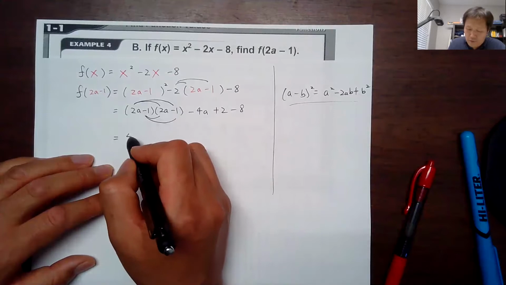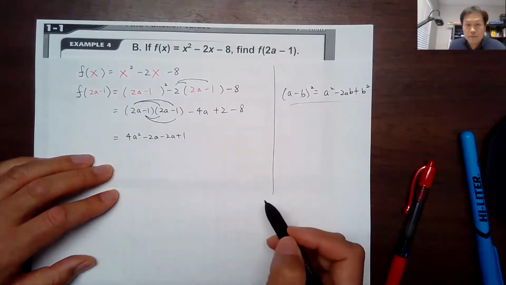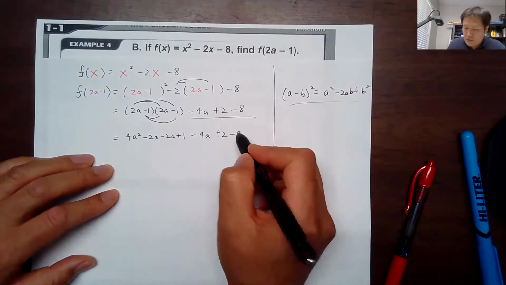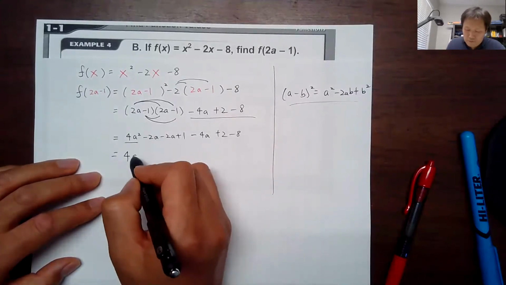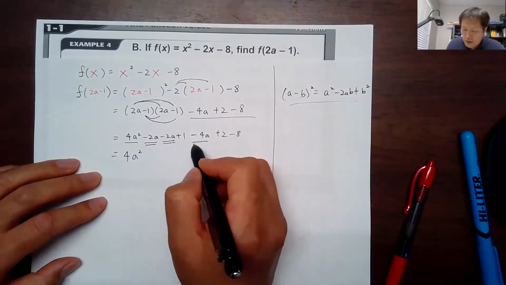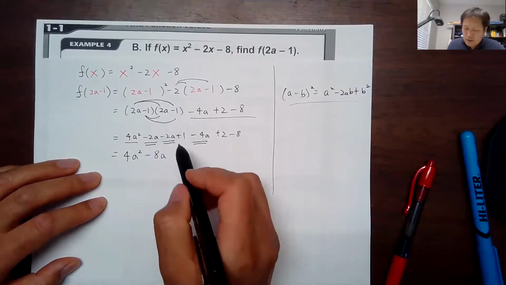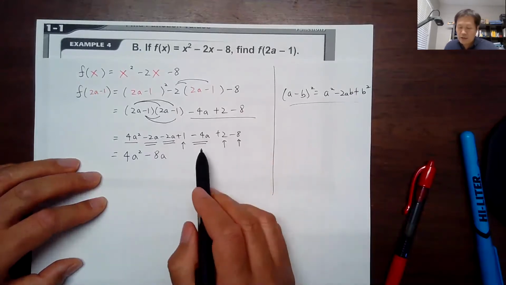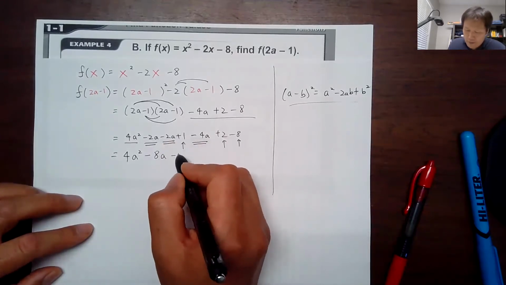So it should be what? 4a squared minus 4a plus 1. Now this is minus 4a plus 2 minus 8. Now combining like terms, 4a squared is 4a squared. Now the a terms: minus 4 minus 4 is minus 8a. Then what? Plus 1 plus 2 minus 8, that's 3 minus 8, which is minus 5. Final answer.